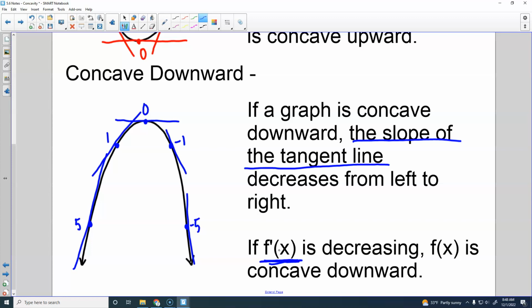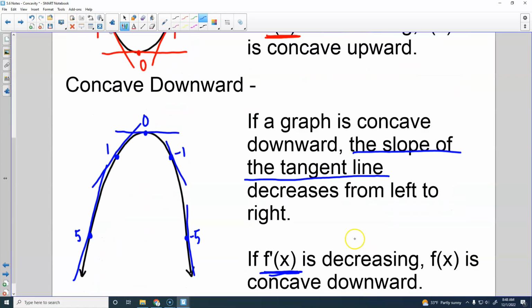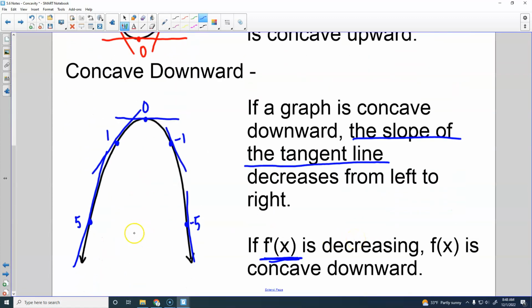So sometimes we will be asked to talk about concavity while looking at the first derivative. And we need to know whether that first derivative is positive or negative. Right, so we'll see some problems like this in a minute. But sometimes we may not have a graph of that first derivative. So how would we be able to tell if f prime of x is decreasing?